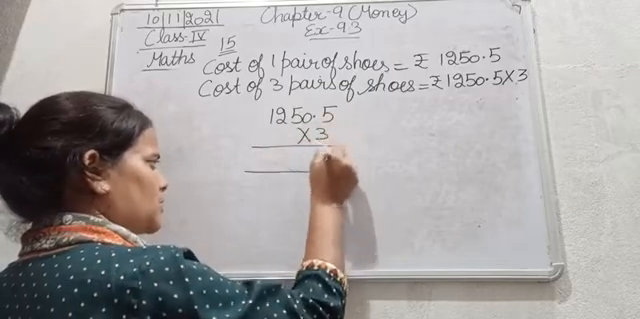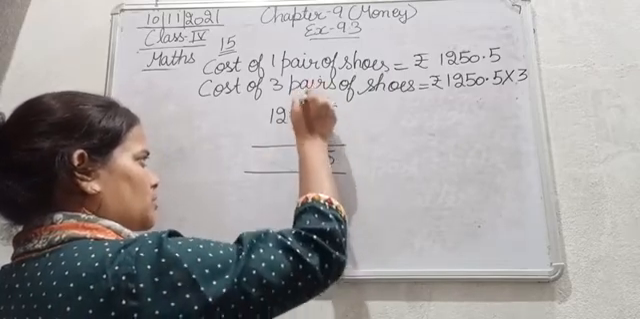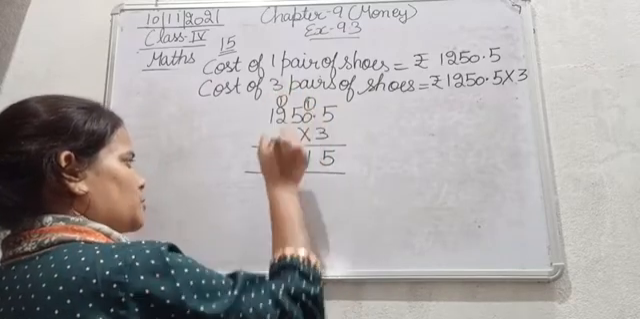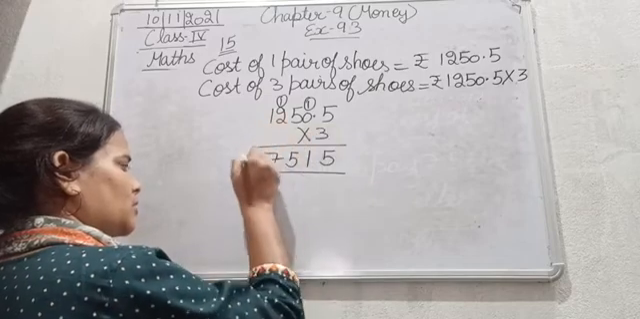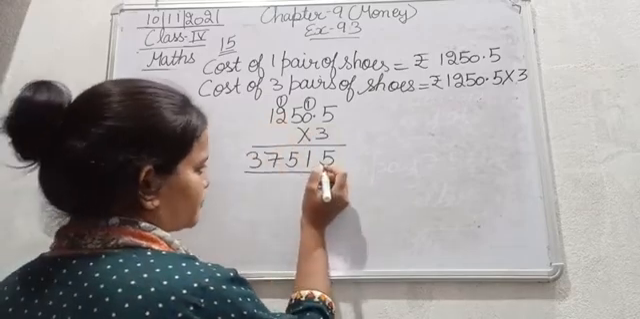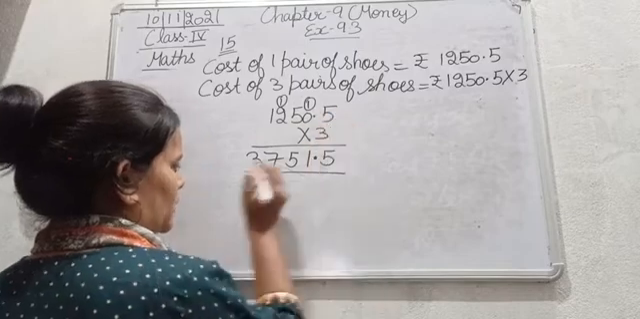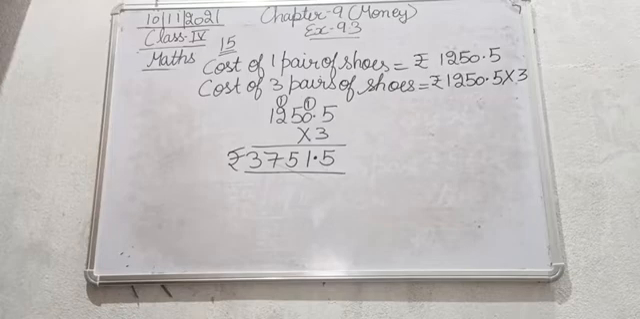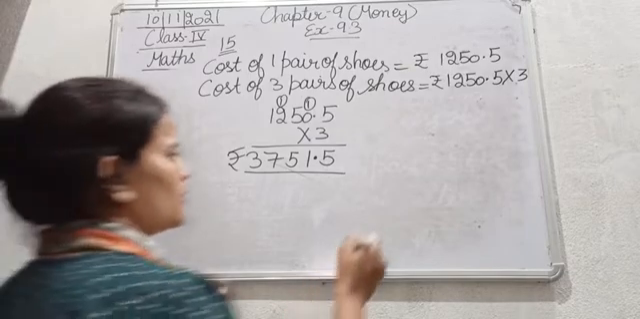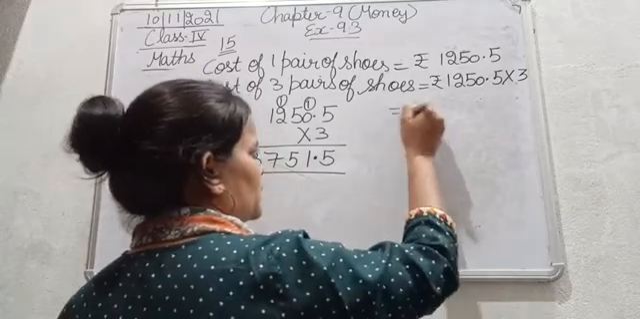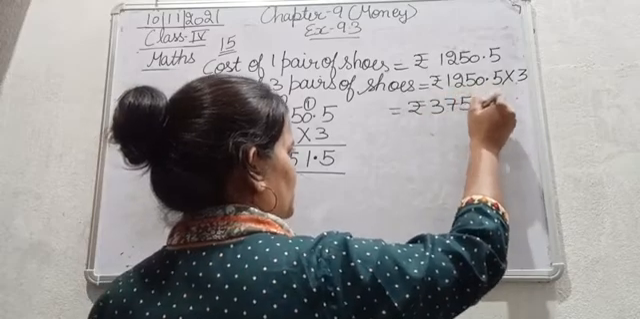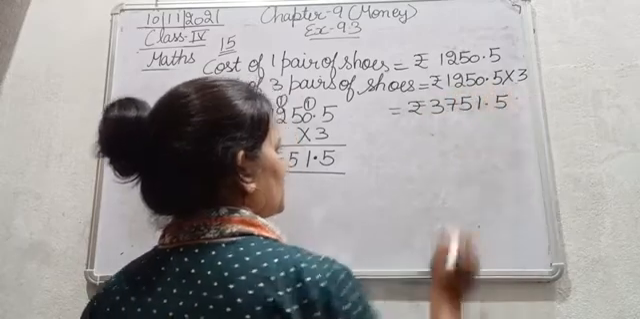3 5s are 15. 3 zeros are 0 plus 1. 3 5s are 15. 3 2s are 6 plus 1, 7. 3 1s are 3. Again, the question has given a point, so we will put it here also. So what is the total cost of 3 pairs of shoes? That is 3,751 rupees and 50 paisa.